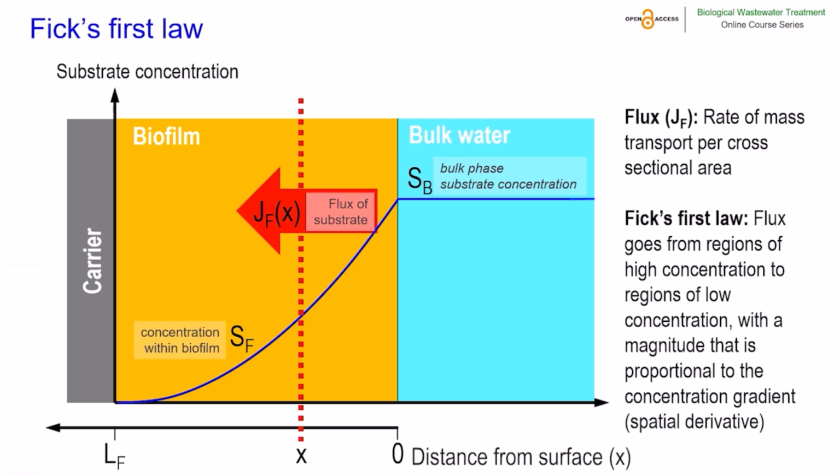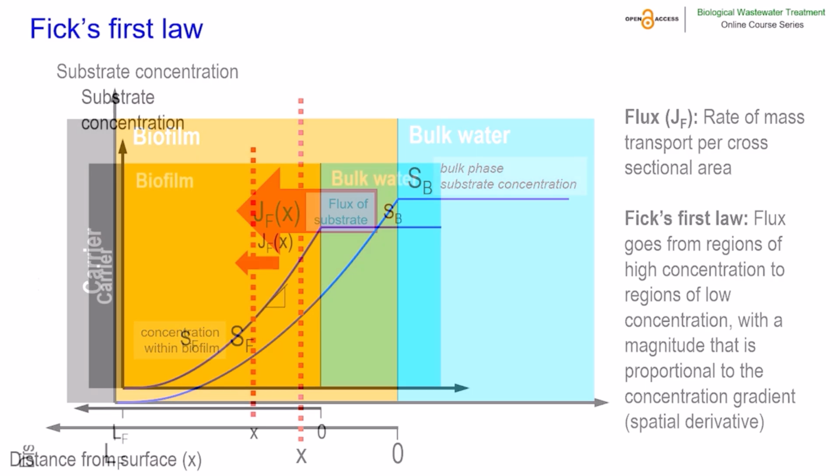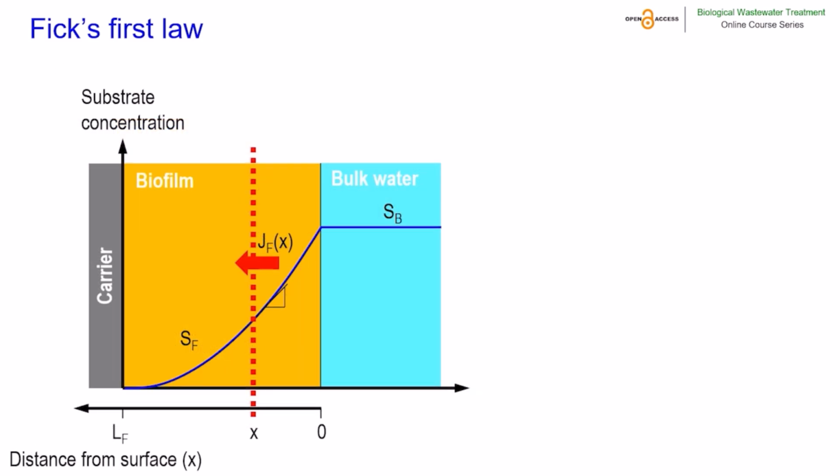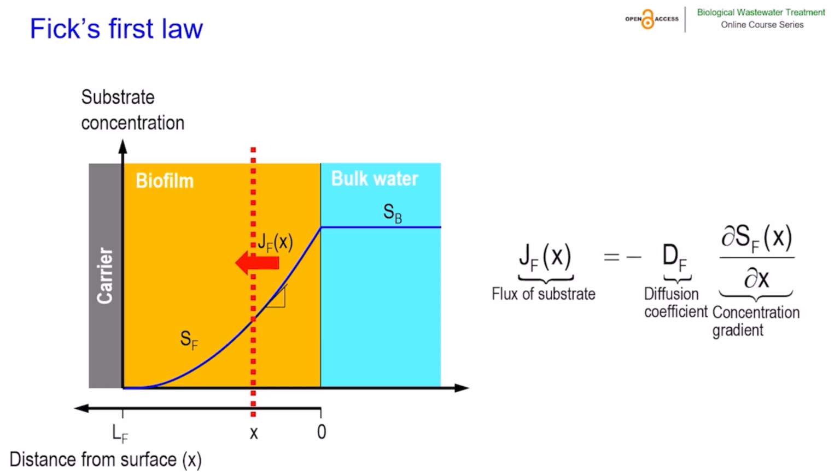Fick's first law states that the flux always goes from the region of high concentration to low concentration. And flux increases with increasing concentration gradient. Now we've introduced the key terminology and key concepts of mass transport by diffusion that we need to model biofilms. And now let us translate these concepts into mathematical equations.